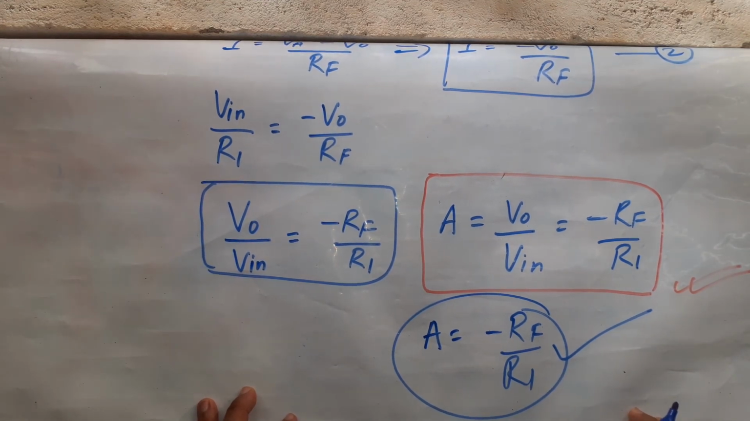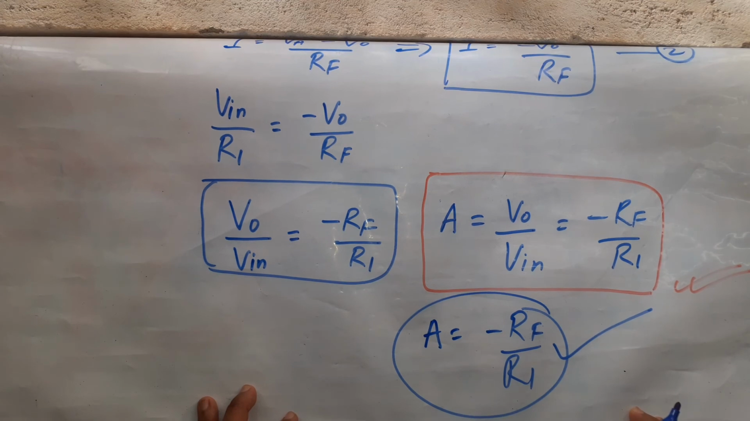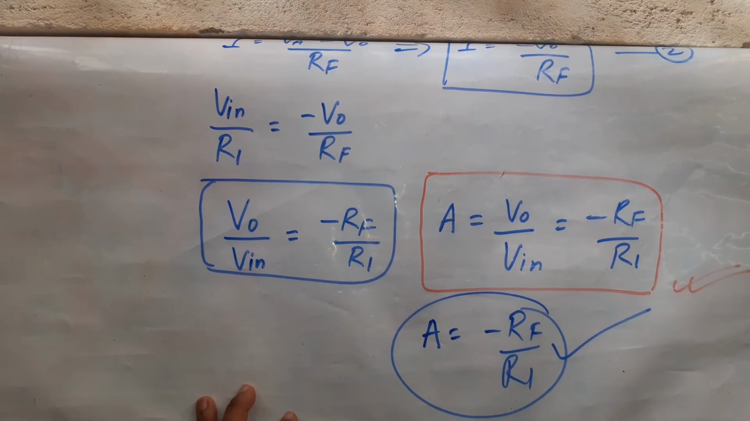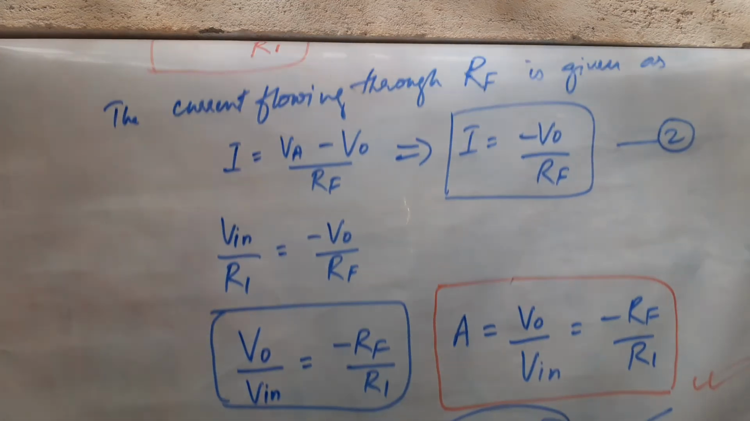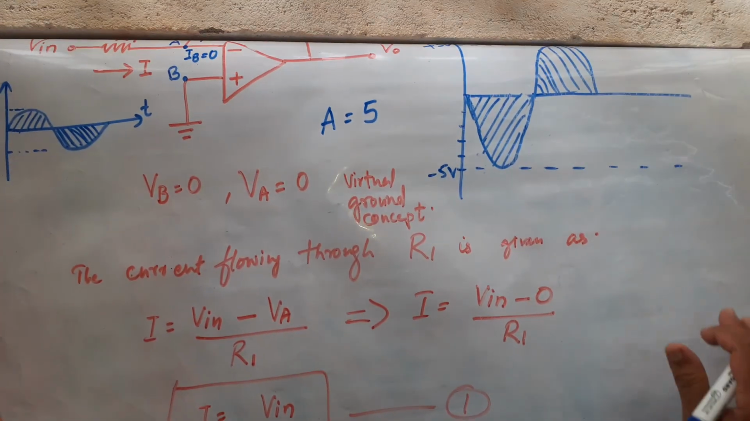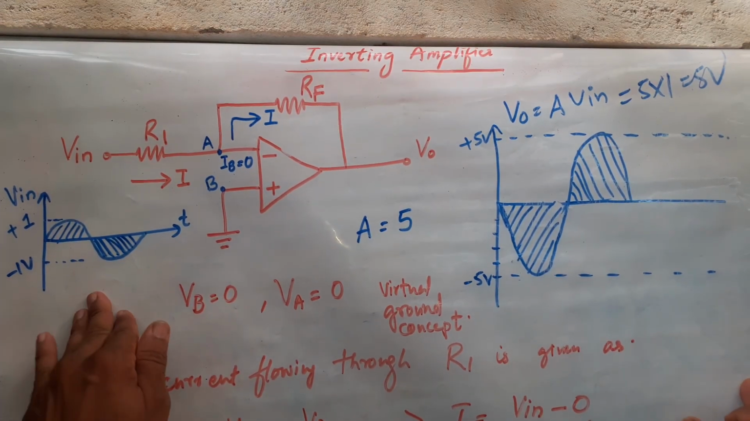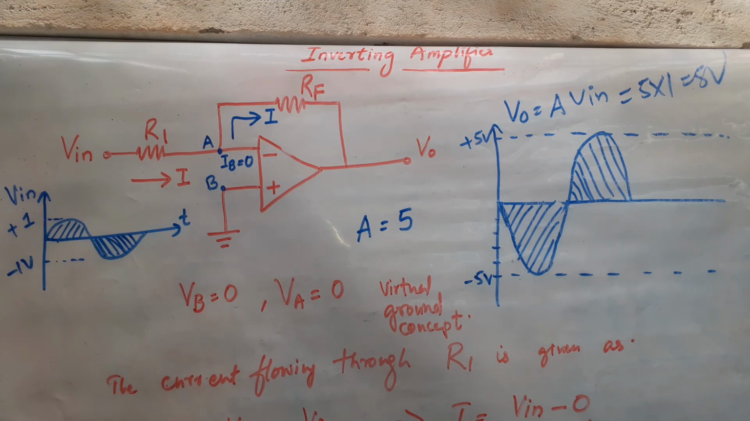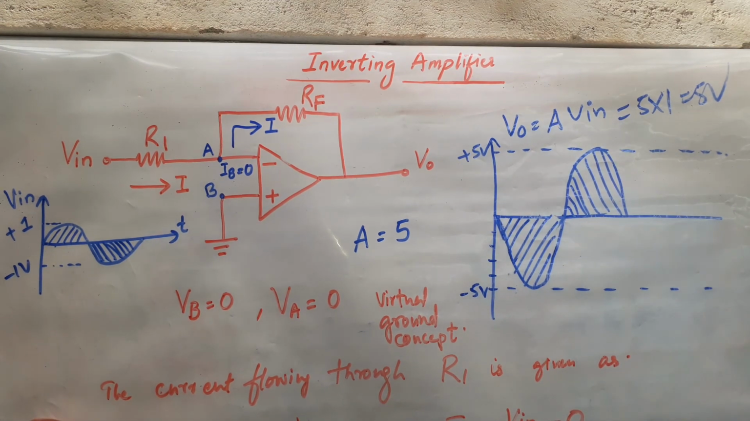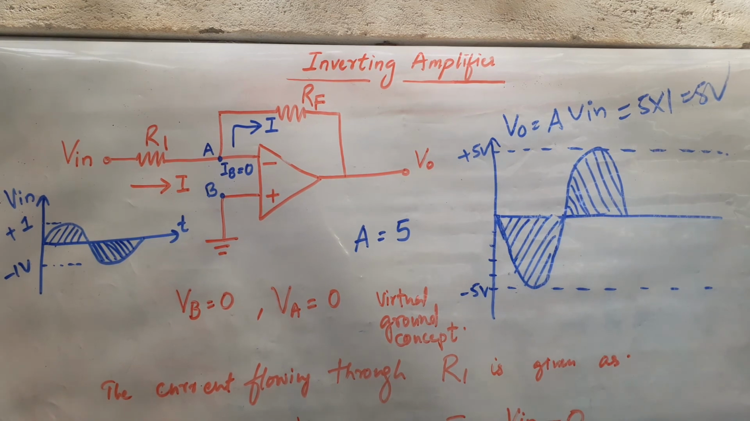Inverting amplifier. Same experiment you have for your lab also, students. You need to draw this circuit diagram, draw the input waveform and output waveform. Similarly, we will have the non-inverting amplifier. Let me clean this.